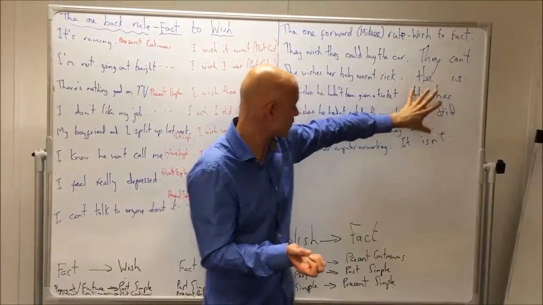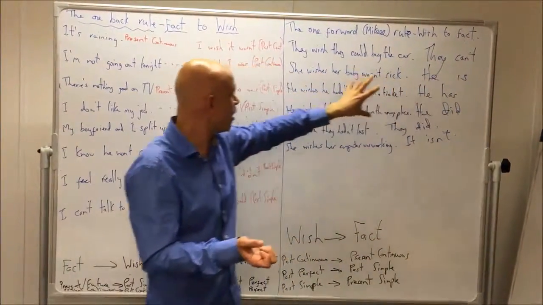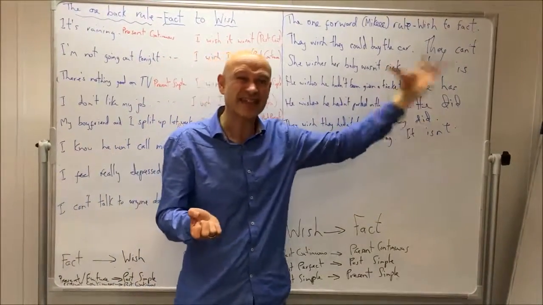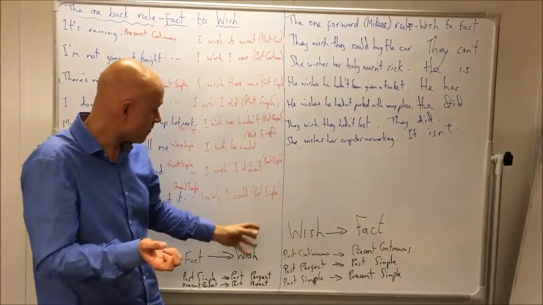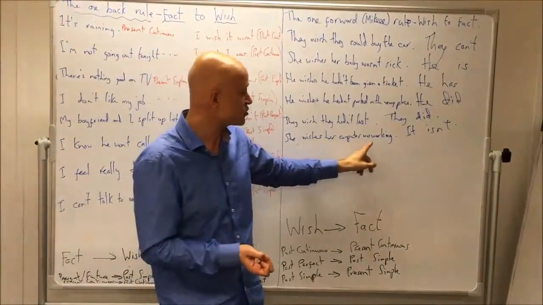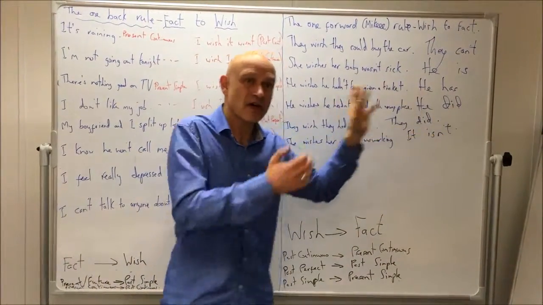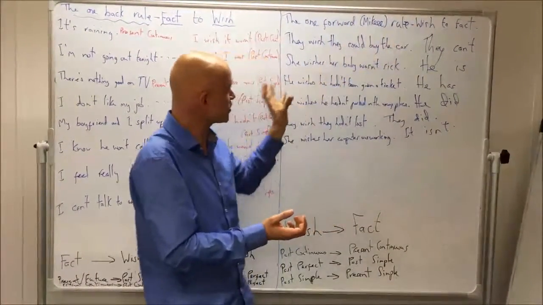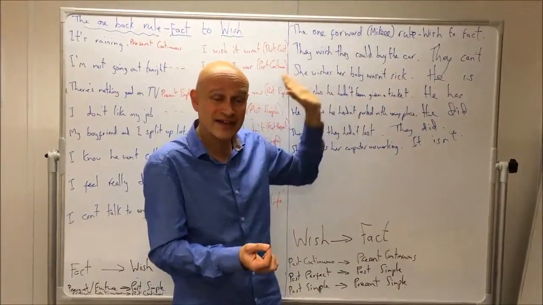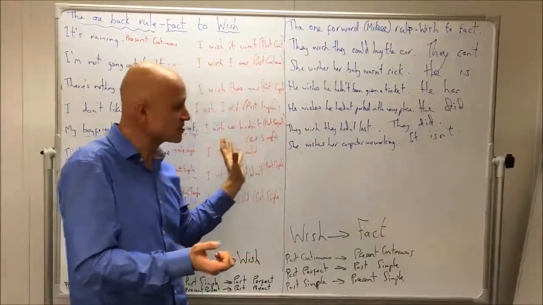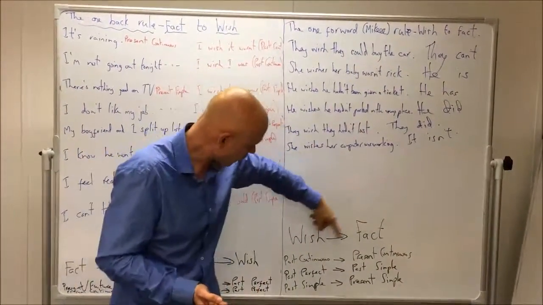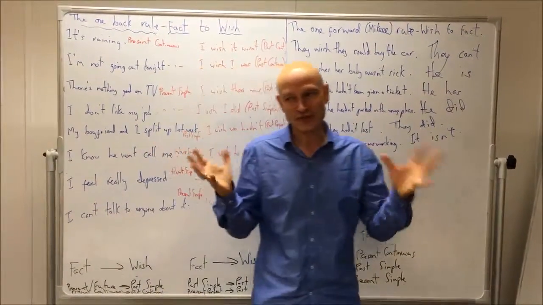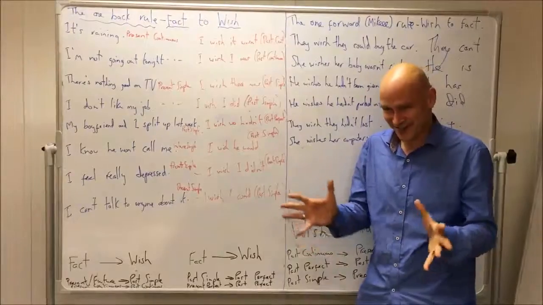So you have some choices here with past perfect. They wish they hadn't lost, but they did. They did lose. That's the fact. And finally, she wishes her computer was working, but it isn't. So when we're looking at from wishes to facts, we go one tense forward, from past to present, from past perfect to past simple.